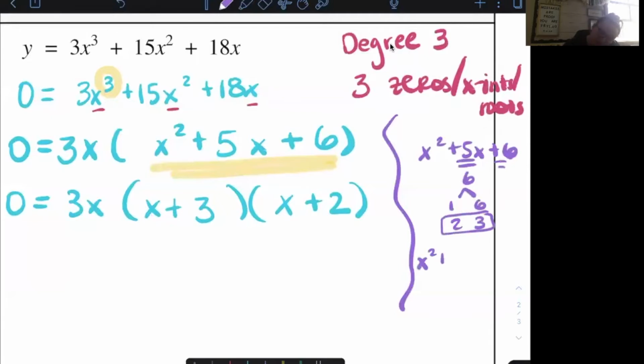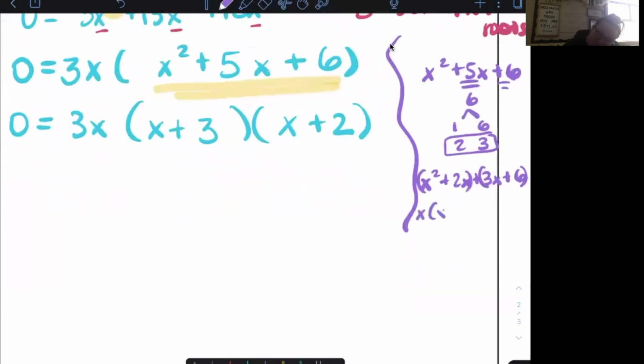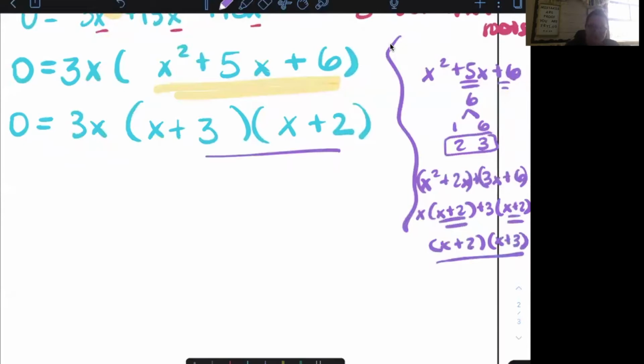So x squared plus 2x plus 3x plus 6. Then you put parentheses around the first 2 terms and the last 2 terms, make sure there's a plus sign in between. You factor out what each pair has in common. Then when the parentheses match, you know you have x plus 2 as a factor and x plus 3 as a factor, which matches what I have up here.